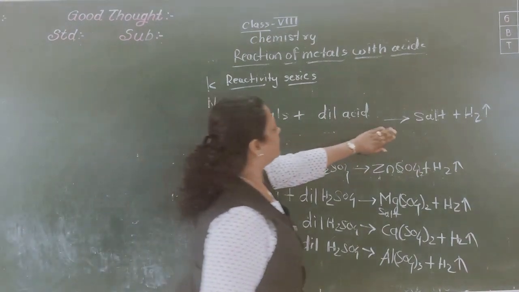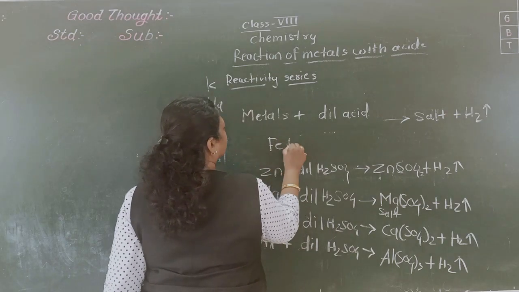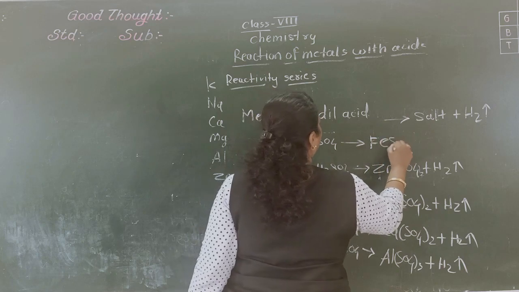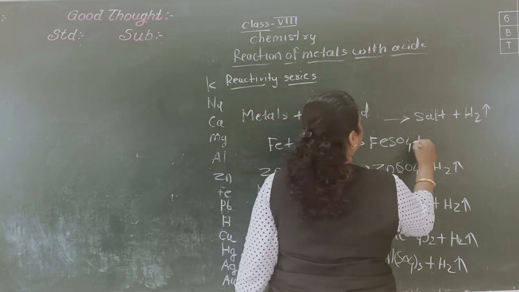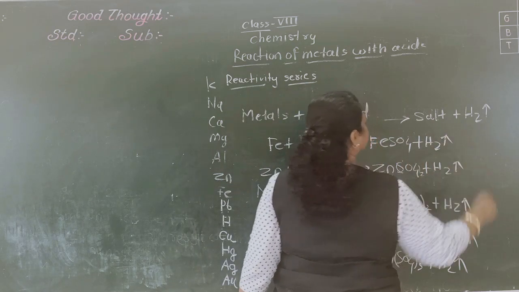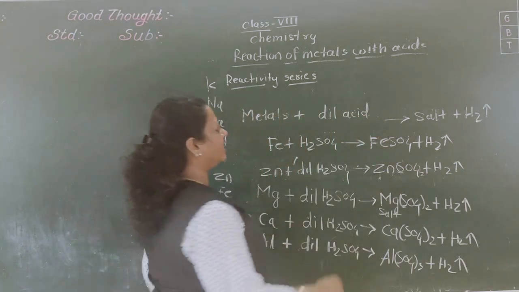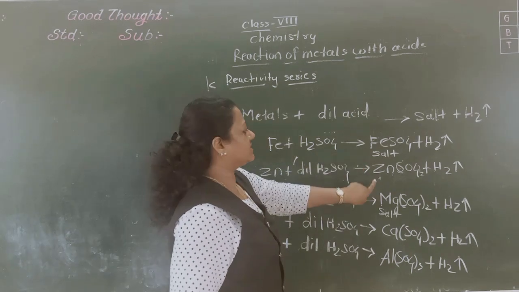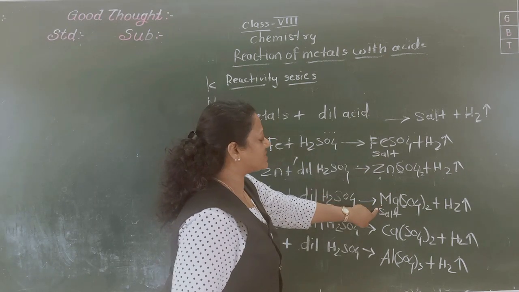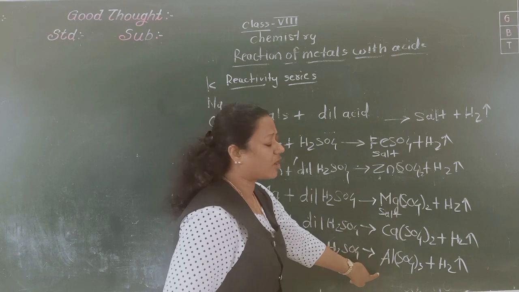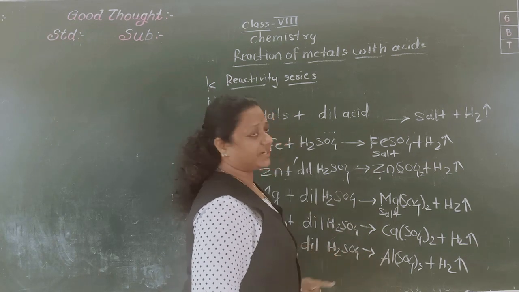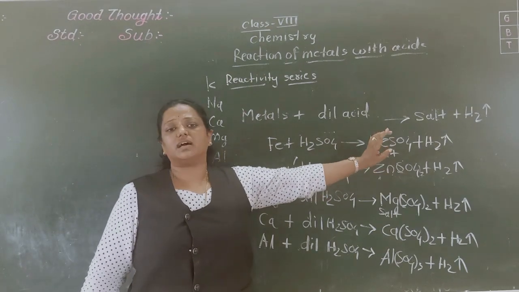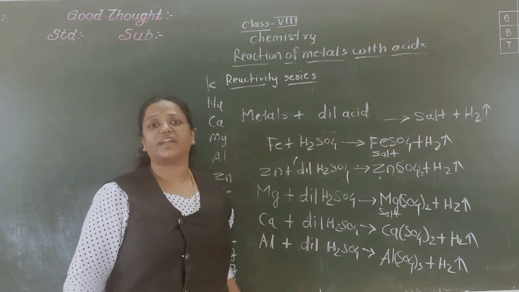If we react Fe with H2SO4, then we will get FeSO4 plus H2. Means in every condition we will get salt. What is the name of this salt? Ferrous sulfate. This zinc sulfate. This is magnesium sulfate. This is calcium sulfate, and this is what? Aluminium sulfate. Means whenever any metal reacts with sulfuric acid, we will get the salts from the sulfate family.